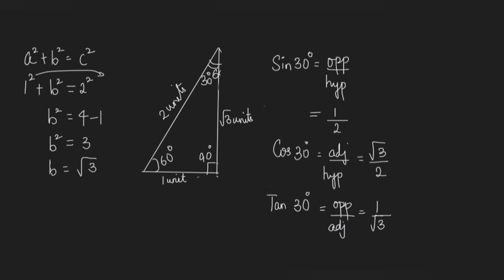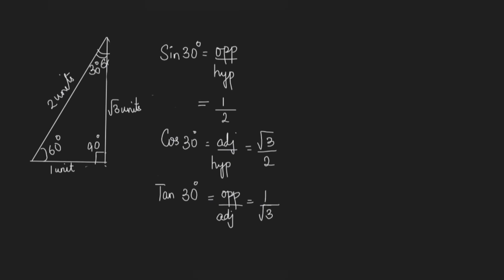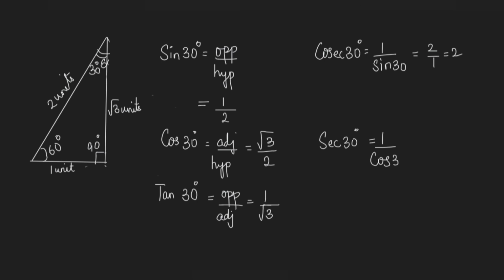Now since we have got these 3 trigonometric ratios, it is easy for us to calculate the other 3, which are just the reciprocal identities. Let's start with cosec. Cosecant 30 is the reciprocal of sine, so it will be equal to 2 over 1, which is equal to 2. Now the other one is secant 30, and we know this is the reciprocal of cos 30, which will be equal to the reciprocal of root 3 over 2. Now we have secant 30 as 2 over root 3.